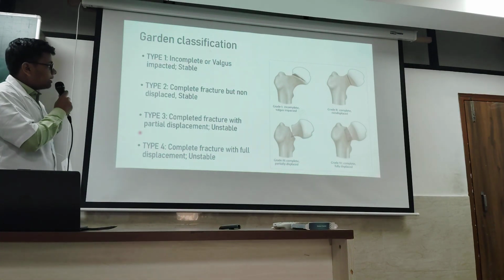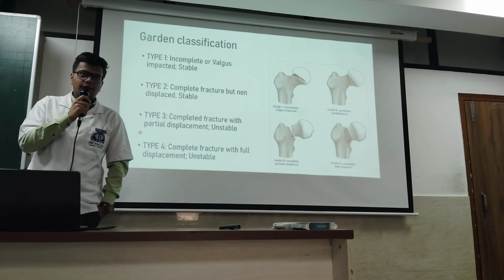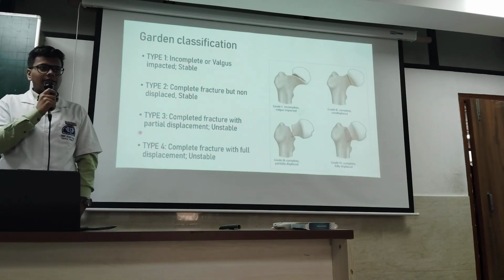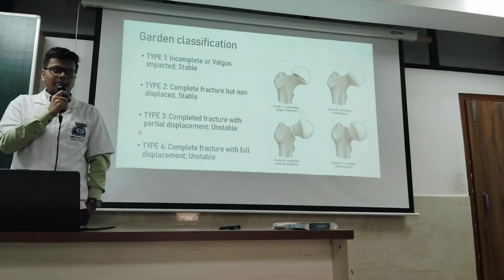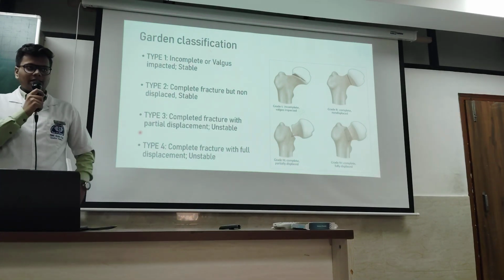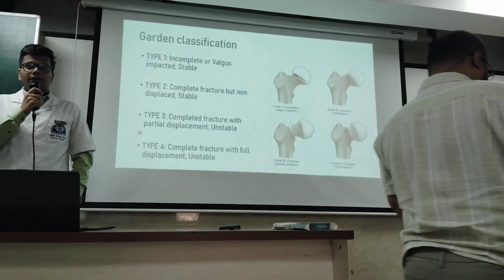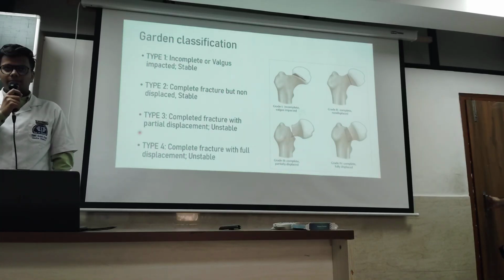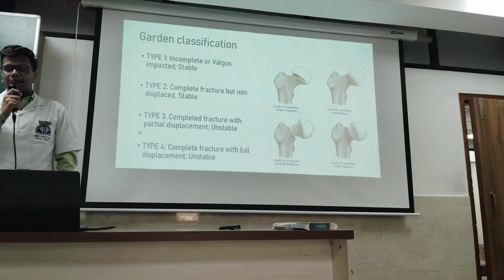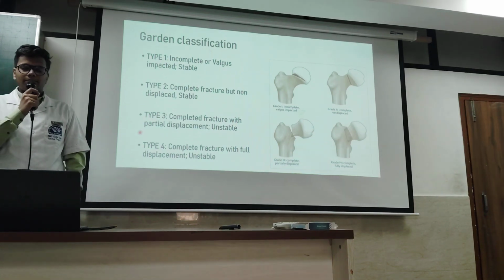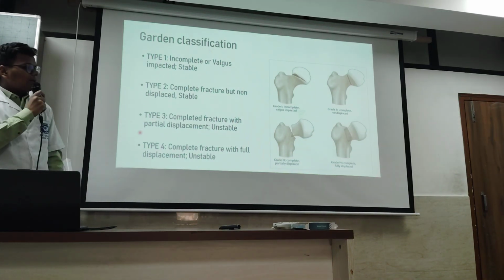So the first type is the Garden classification. There are generally 4 types of Garden classification: type 1, type 2, type 3, and type 4. We generally remember it by remembering that type 1 is incomplete and the other types are complete, where the first 2 types are relatively stable compared to the next 2 types.